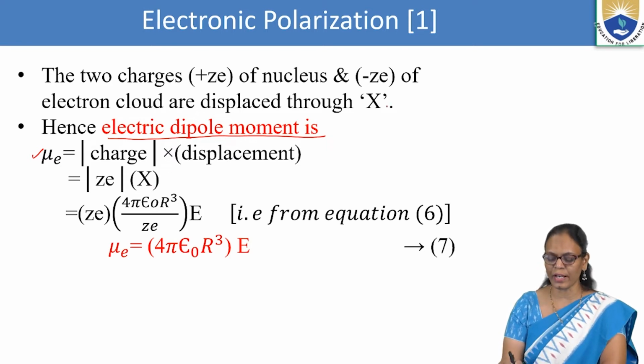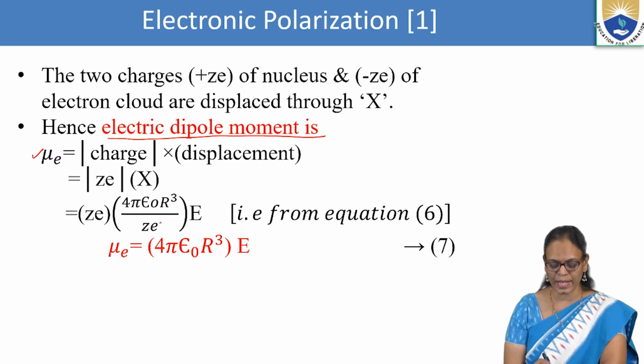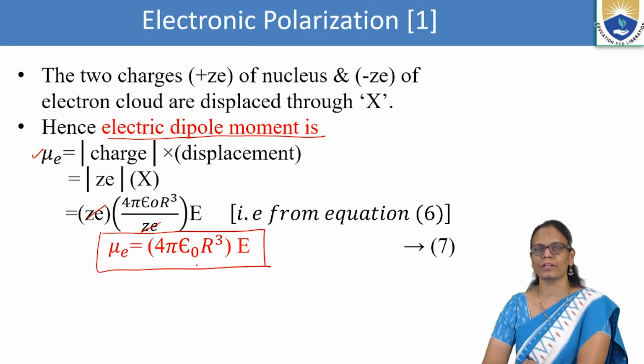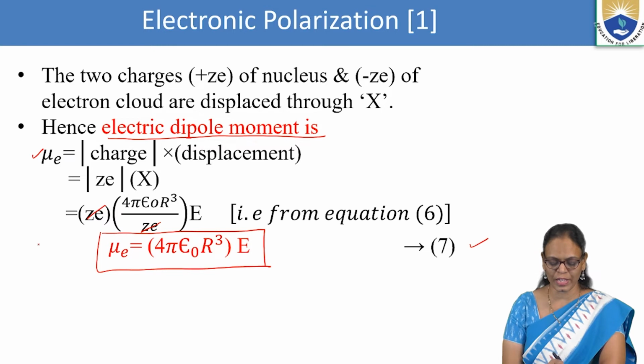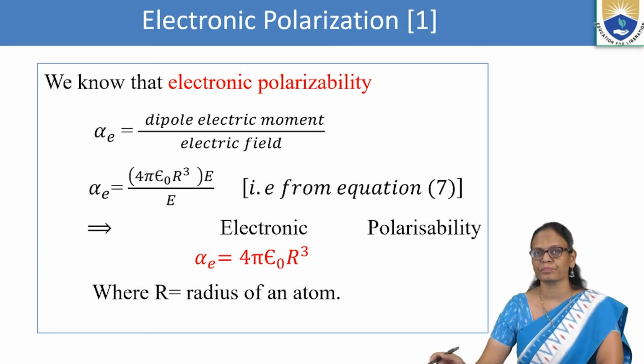So we have already calculated what the displacement x is, 4 pi epsilon naught r cube by Ze into E. So here Ze and Ze will get cancelled. So we are left with mu e is equal to 4 pi epsilon naught r cube into E. This is equation 7. So what we have got is the dipole moment, which is nothing but the product of the charge and the separation between the charges, or the displacement.